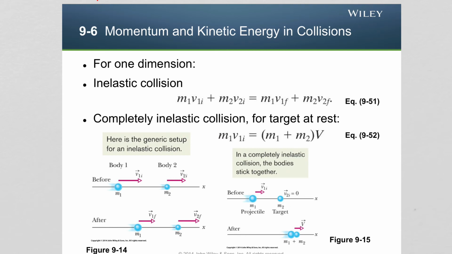So conservation of linear momentum states that the linear momentum of the first particle plus the linear momentum of the second particle, m1 v1 initial plus m2 v2 initial, must be equal to the linear momentum of the first particle plus the linear momentum of the second particle after collision. So this is m1 v1 final plus m2 v2 final.